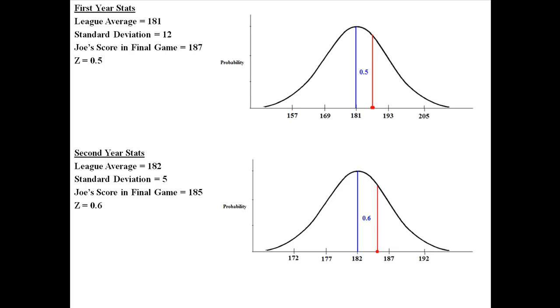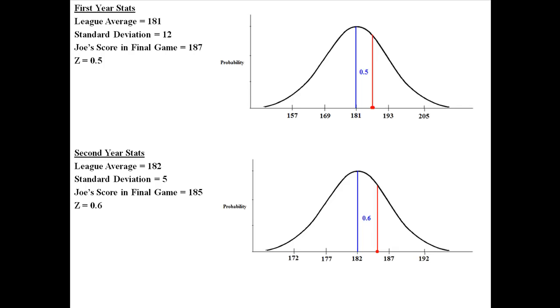But now when you look at these graphs, you can see that compared to the rest of the distribution, compared to every other score in the distribution, the 185 was actually higher than the 187. The 187 was only 0.5 standard deviations above the mean, whereas the 185 was 0.6 standard deviations above the mean. So in this case, the 185 was actually better than the 187 when comparing all the other scores within that year. So that's an example of how z-scores can be used to compare scores within different distributions.